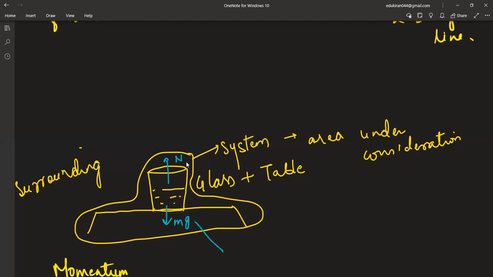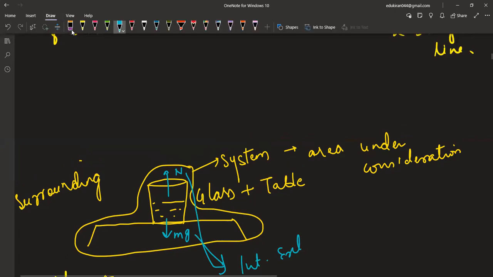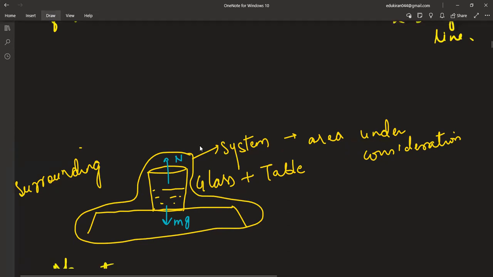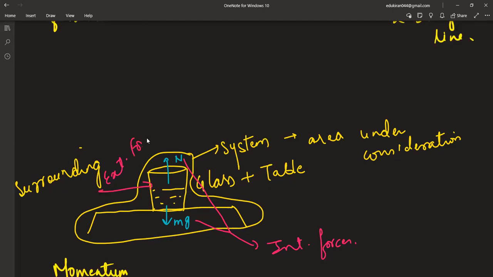These forces that are present and acting within the system, like the normal reaction and the gravitational force, are the internal forces. Now, suppose I have applied a force and thrown this glass. Because of the force that I've applied, the glass fell and the water spilled. So this force that occurred was the external force.